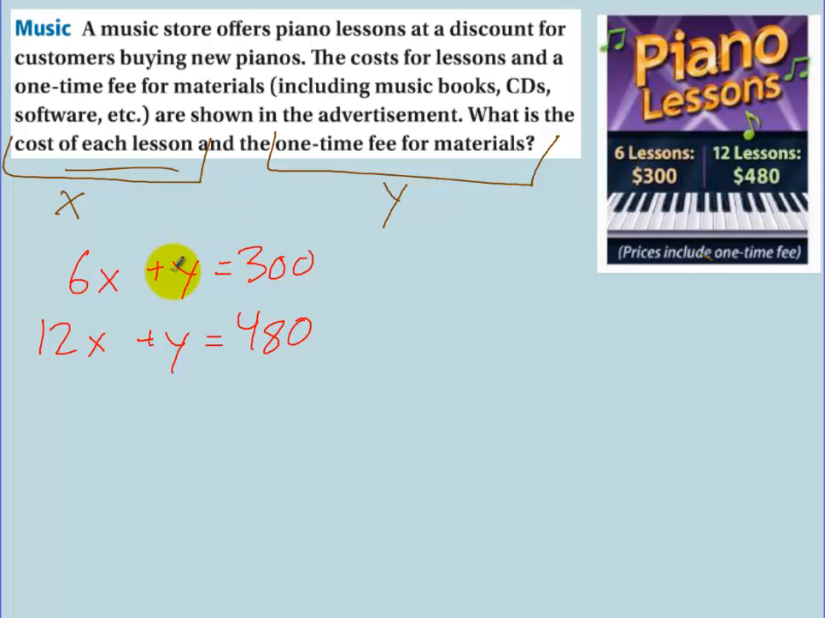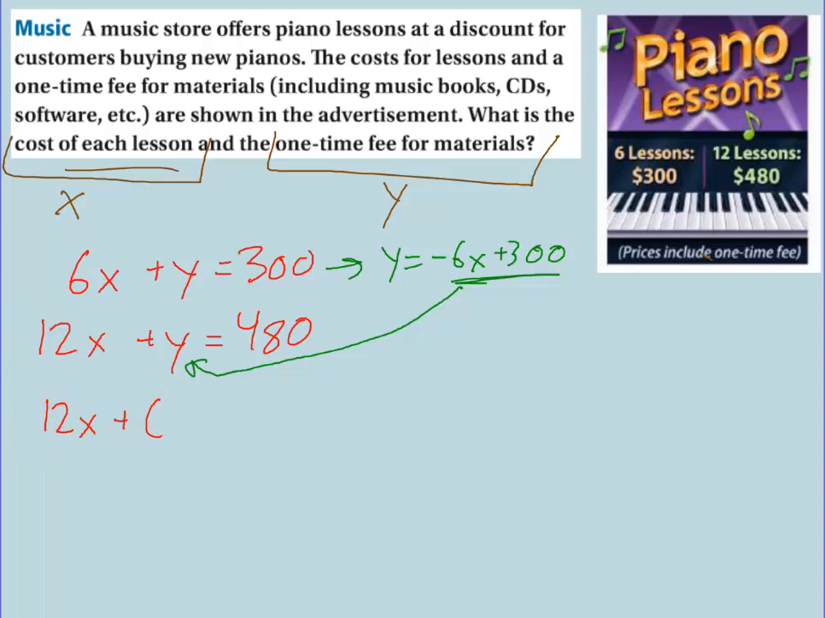I can solve by substitution. I'm going to rearrange this top one over here, subtracting 6x on each side, so I get y equals negative 6x plus 300. If I know y equals all this, I'm going to substitute that in for y in the second equation. So my new equation is 12x plus, in parentheses, negative 6x plus 300, just to show my substitution, equals 480. Now let's solve. These parentheses actually don't matter, but let's rewrite that.